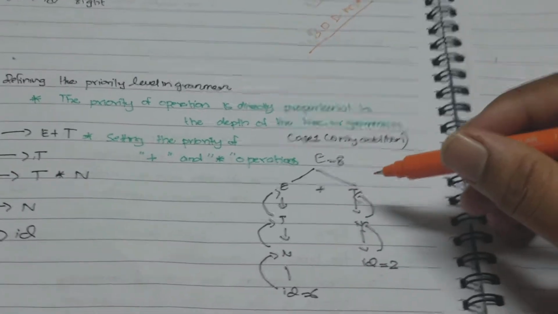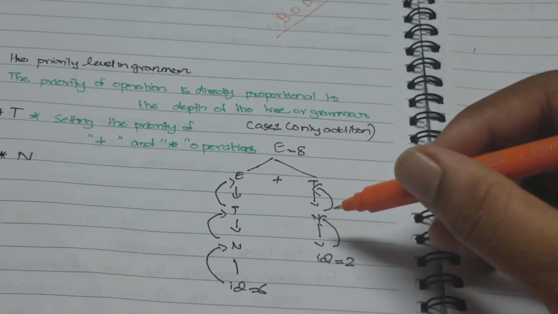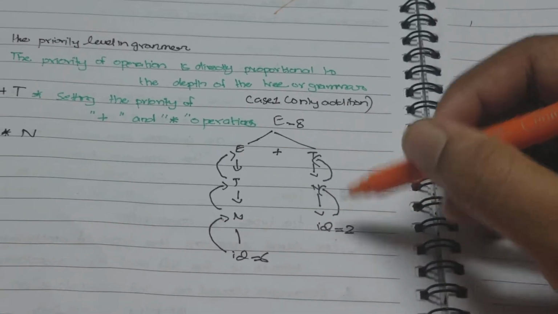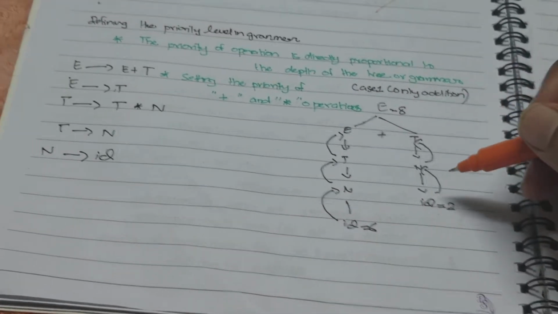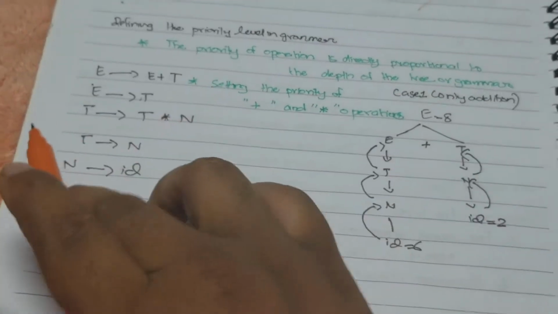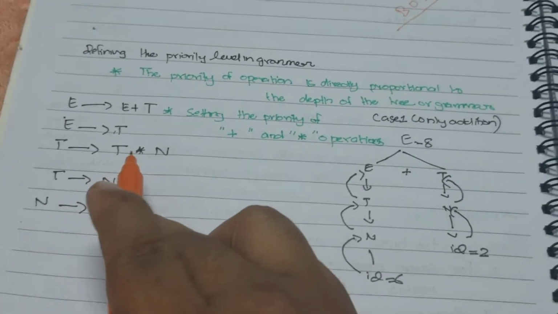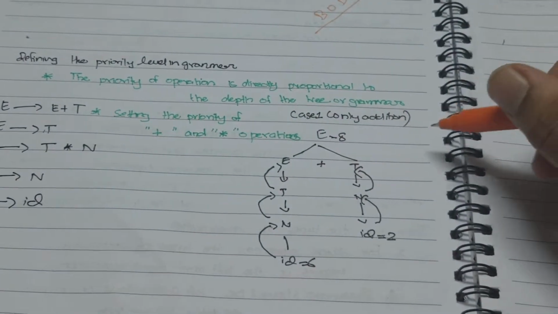Now in this situation, T can be replaced by N and N can be replaced by ID. Notice here also T can be replaced by N, this rule is followed, and N can be replaced by ID. This rule is sort of omitted just because we have the constraint that we have to do only addition.